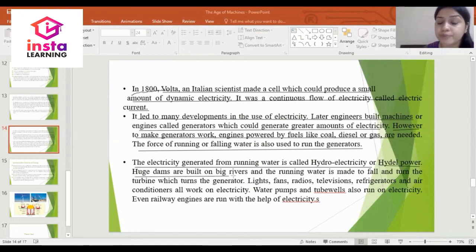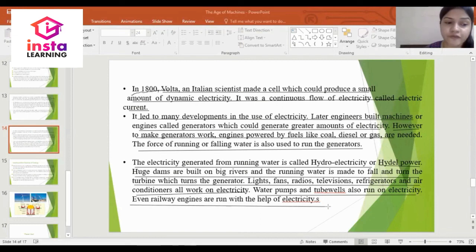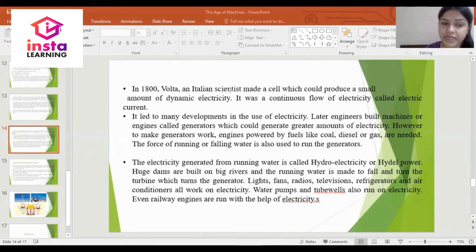Huge dams are built on big rivers and the running water is made to fall and turn the turbine, which turns the generator. Lights, fans, radios, television, refrigerators and air conditioners all work on electricity. Water pumps and tube wells also run on electricity. Even railway engines are run with the help of electricity. So, dear student, this is all about electricity.